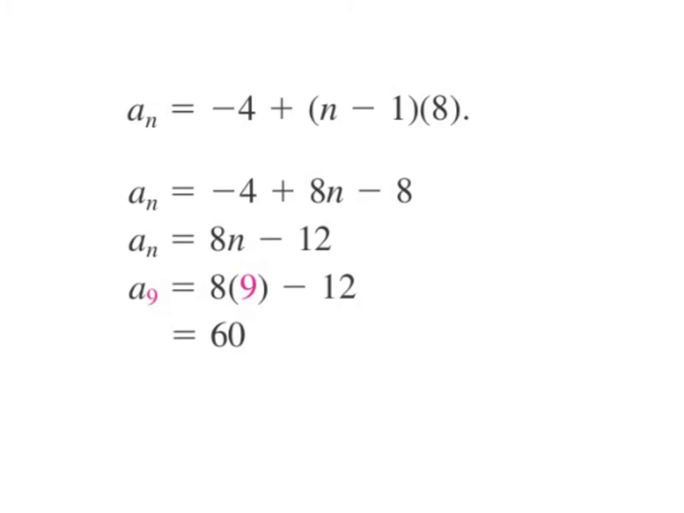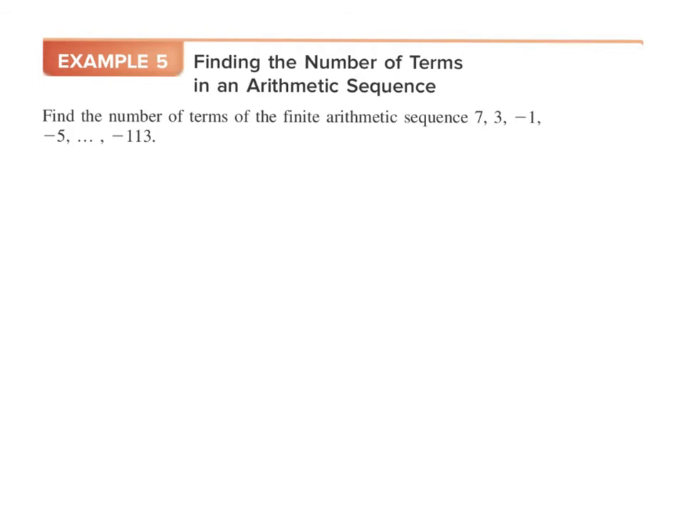Okay. The next thing is, if I'm given a certain sequence, but we don't know how many terms there are, and we're going to find the number of terms. So look here. We don't know how many terms there are. We know 7, 3, -1, -5, and then the last term is negative 113. We don't know how many are in between here.